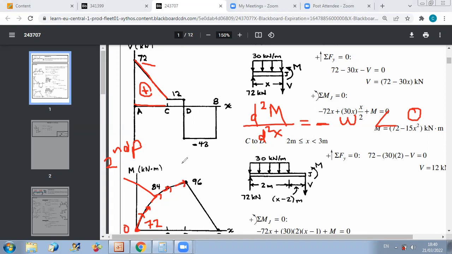Now, to determine the value, I will stop the second degree parabola at C, of course. And to know what is the value of the bending moment at C using the area method, I say that the variation of bending moment from A to C is just equal to the area under this curve.